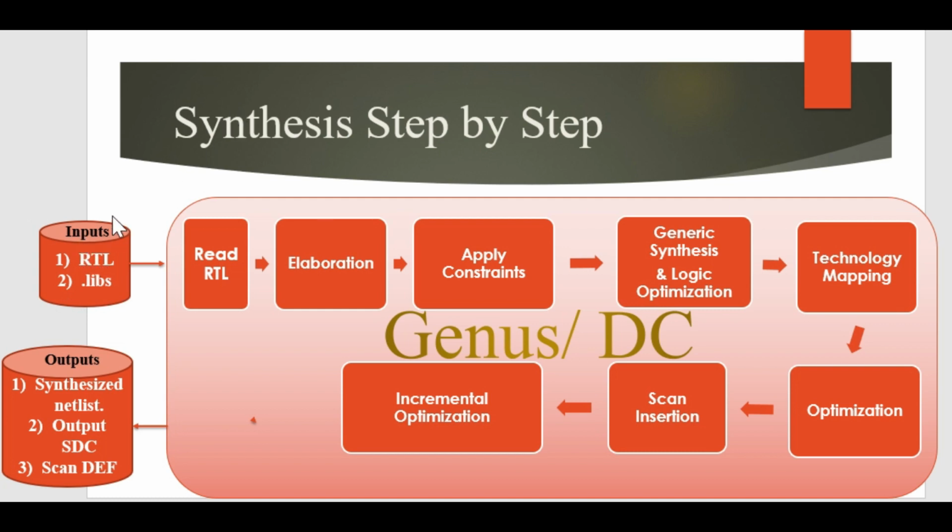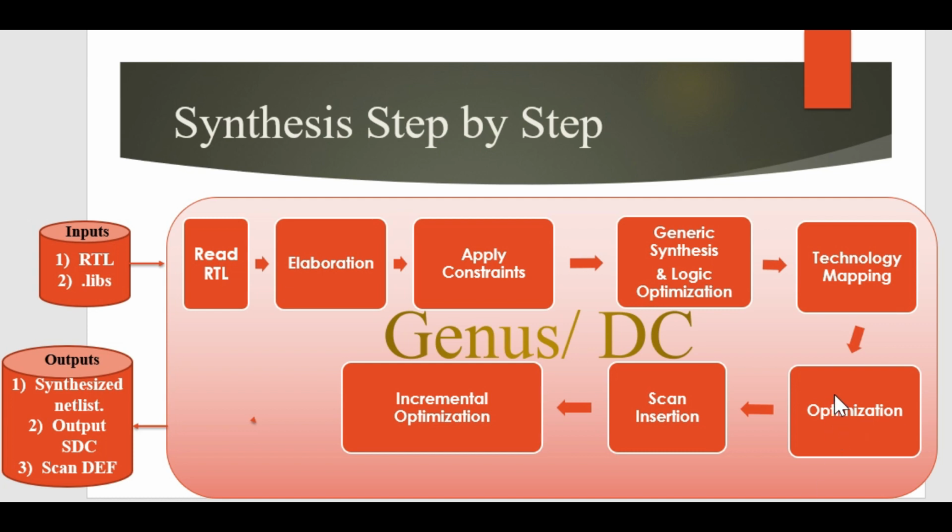Once we give the required inputs to the logic synthesis tool, it performs these steps. It first reads the RTL, then performs elaboration, then the SDC is applied, basically Synopsys design constraints are applied, then the tool performs generic synthesis followed by logic optimization. Now once we have the generic netlist, the gates from the generic netlist are mapped to the desired target technology during this technology mapping step. And once we have the mapped netlist, some design optimization is done.